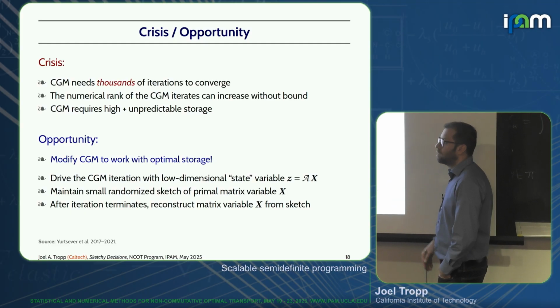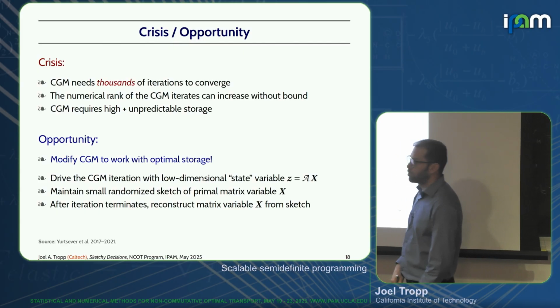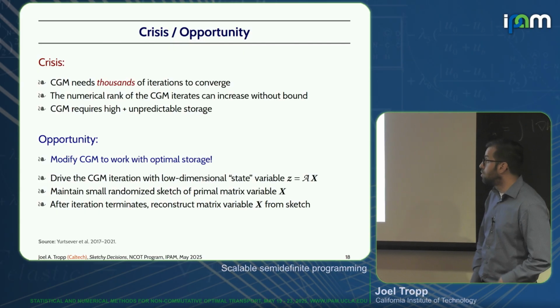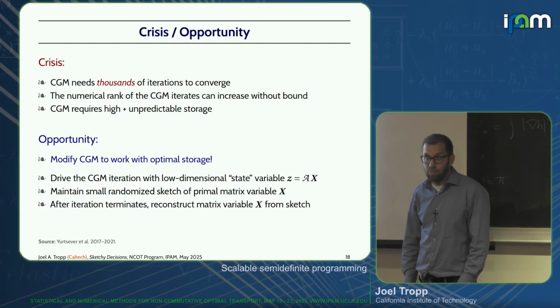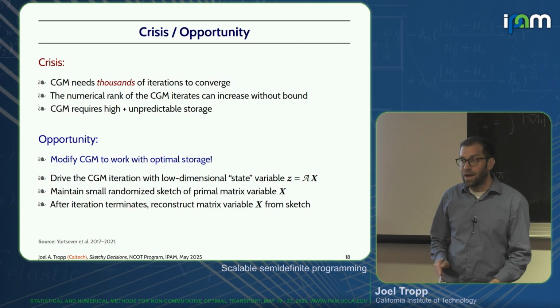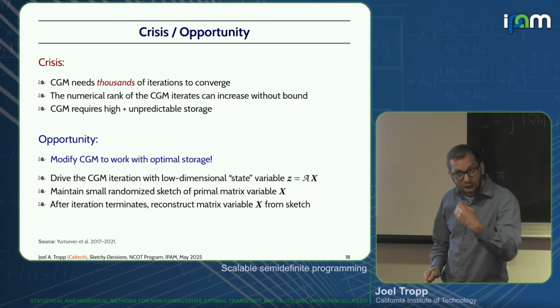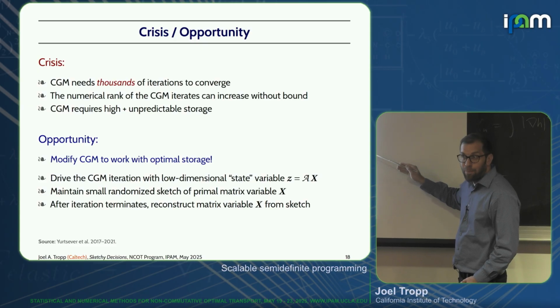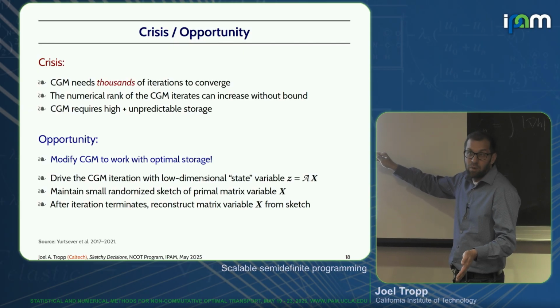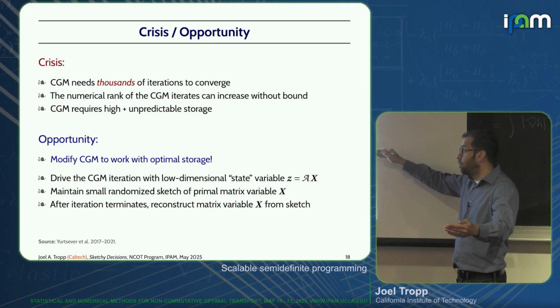And so the idea that we initially had was that you can modify this algorithm to work with optimal storage guarantees. And there are 3 ideas involved here. The first one is that we're going to drive the iteration with a low-dimensional state variable. So instead of keeping track of this matrix X and using X to drive the algorithm, we're going to look at the image of X under this linear map A, which appears in the objective. So remember, z is a d-dimensional vector, where d is a pretty small number as compared with the dimension of X. So we're going to write an iteration that only depends on a state variable z, and the state variable is all we're going to need to drive the iteration forward.